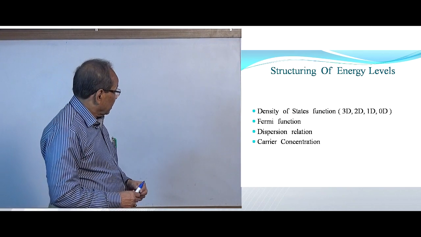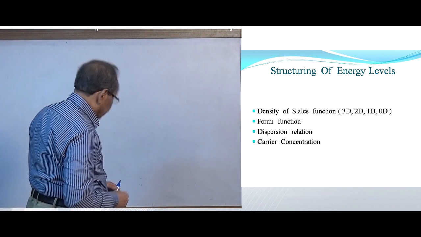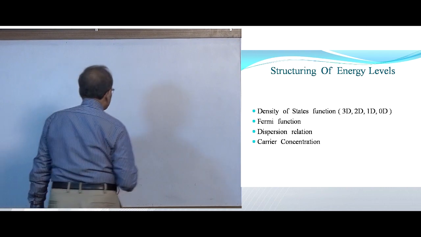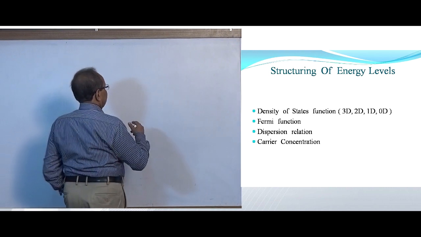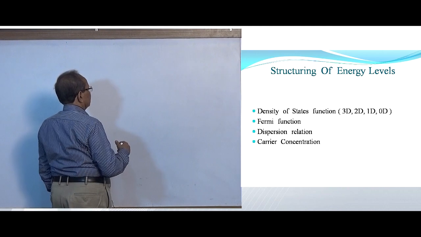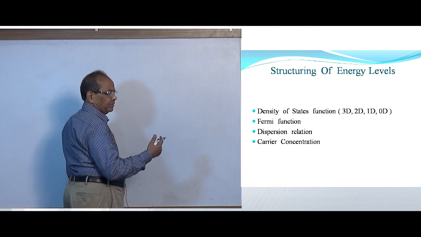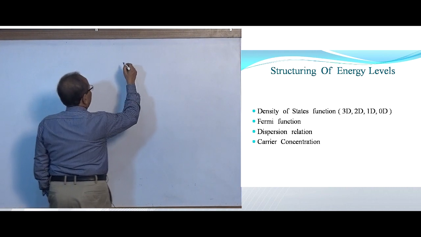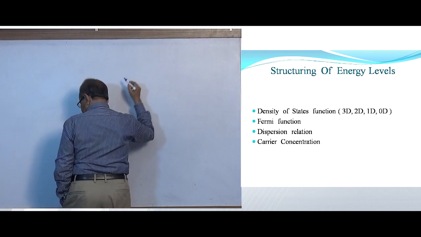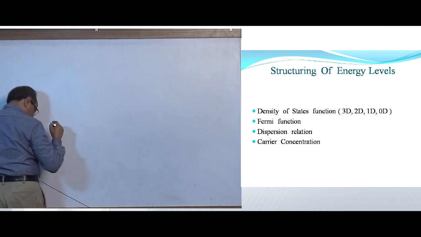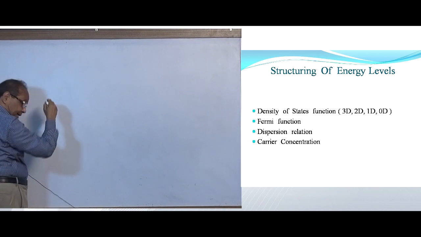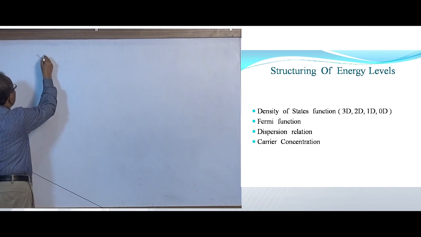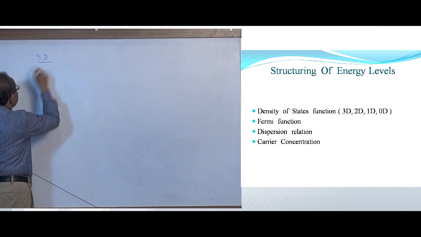So, now let me see the density of states due to the restructuring of the energy levels, how they change from 0 dimension to 1 dimension, 1 dimension to 2 dimension, and so on. Let me start from the bulk material. In the bulk material, I am taking say (3D) material.